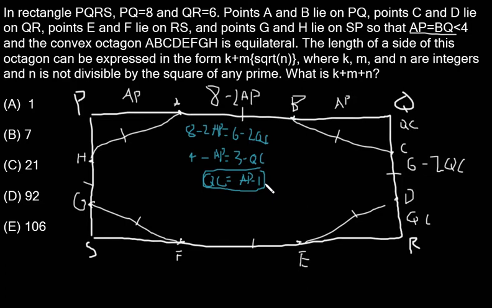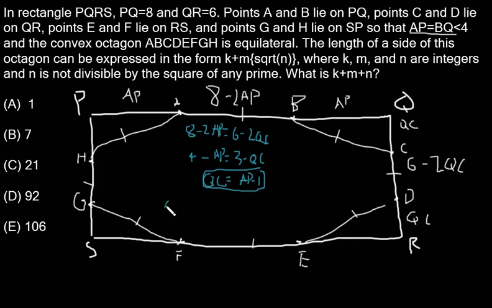So what's our second equation in the system of equations? Well, guess what else do we know? We know that AB is equal to BC, right? Because these are congruent sides right here. And so what exactly is BC? Well, if we go back to our Pythagorean theorem, we know that AP squared plus QC squared is going to be equal to BC squared. And we know that BC is equal to 8 minus 2AP.